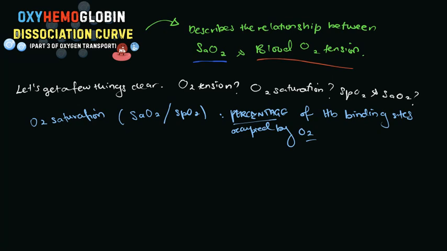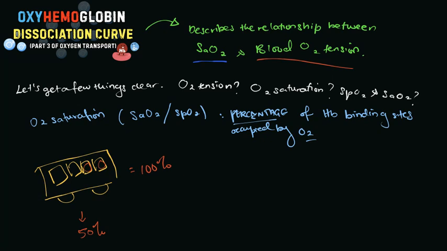If it's 100% saturation, it means that all binding sites have been occupied by oxygen. So if you use the bus analogy, the bus being the hemoglobin carrying oxygen, if it's fully occupied, it means that saturation is 100%. But if it's only half occupied, it is 50% saturation.